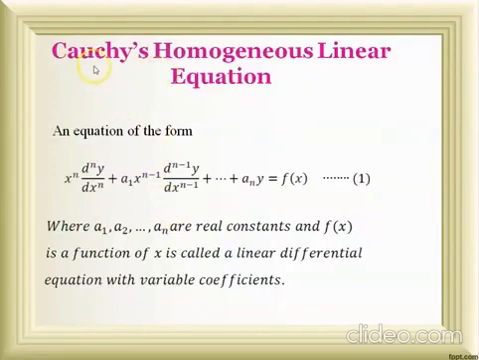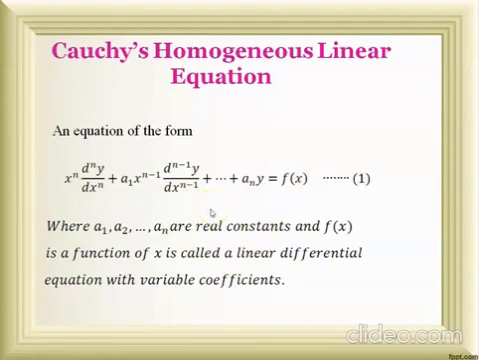So first, we are going to discuss Cauchy's homogeneous linear differential equation. This equation's general form is x power n into d power n y by dx power n plus a1 into x power n minus 1 into d power n minus 1 y by dx power n minus 1 plus etc. plus an into y is equal to some function of x. Here a1, a2, etc. an are all constants, and f of x is a function of x. This is called a linear differential equation with variable coefficients.